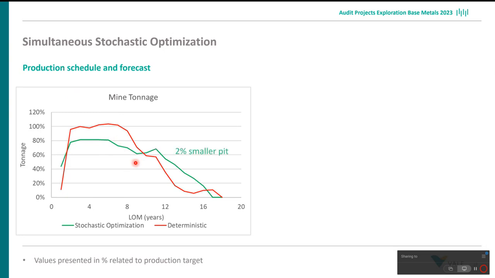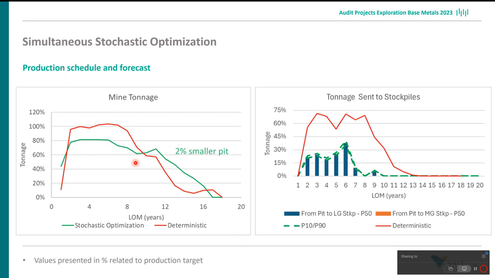And we end up resulting in a 2% smaller pit overall. And also the strategy for the stockpiles was we decided to use much less of the stockpile, and only one of them. So we were sending material to the low-grade stockpile for the first 7 years, whereas the deterministic used much more. The red curve here is whatever was initially planned for the stockpiles. So we're reducing the movement in the early stages.